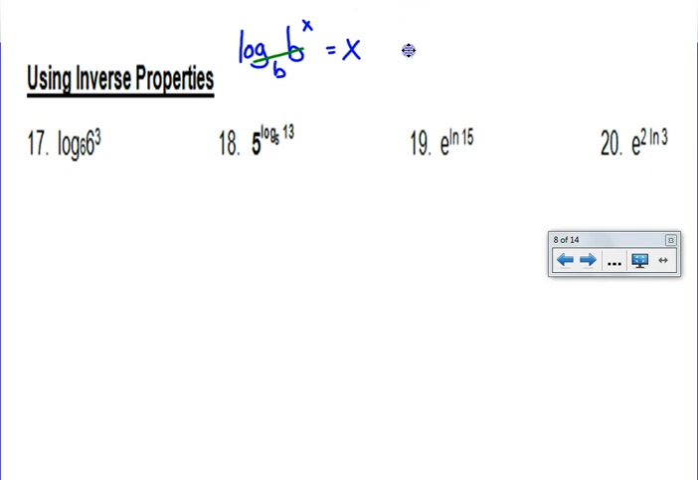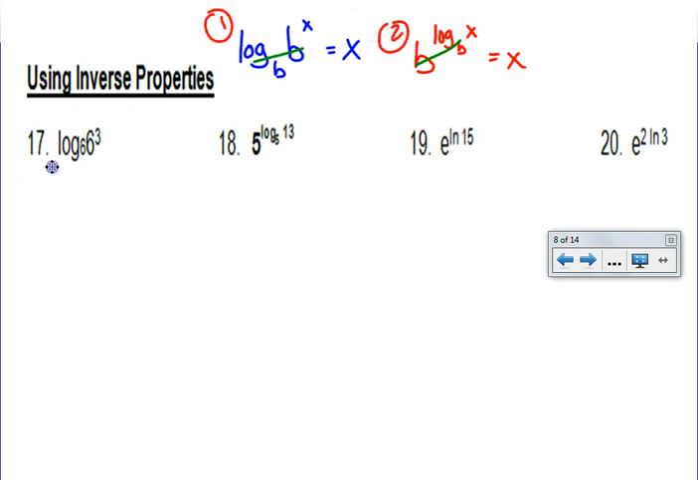Now similarly, if you have an exponential base raised to a logarithm of that same base, they too are going to just cancel out, and it's going to drop down the x, and that's all you have left. So when I look at number 17, this is going to be property number 1, this is property number 2.